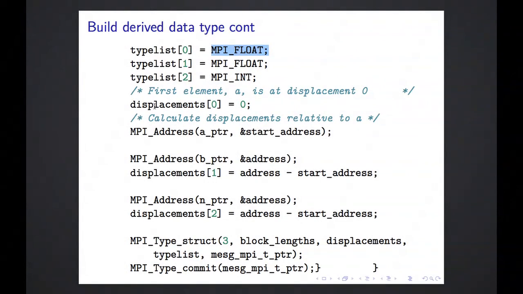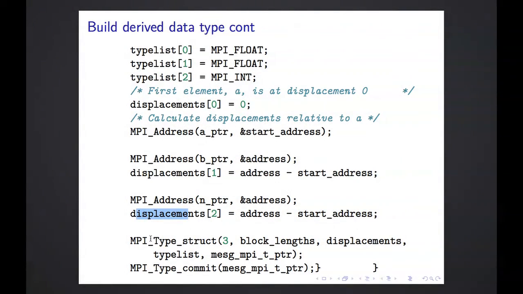Then displacement. So I need to know how A, B, and N are arranged in memory. So the first element A, I assume it's at the start at 0. That will be the first displacement. And then to calculate the second displacement, I use the MPI address call to extract the address of A pointer and address of B pointer, storing these in start address and address. And to calculate displacement, I just take the difference of this and that. And similarly for the pointer to N, to calculate displacement 2, I take the address of N pointer minus the start address. So this gives me the relative displacements of the data.